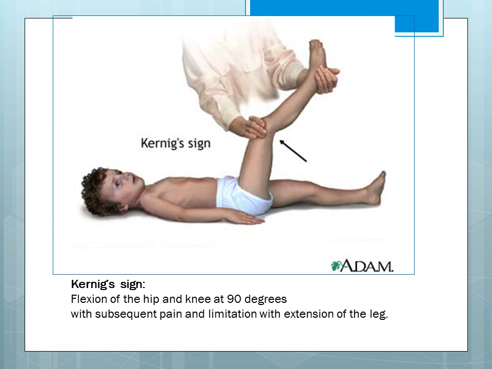To elicit the Kernig's sign, patient is kept in supine position. Hip and knee are flexed to a right angle, and then knee is slowly extended by the examiner. The appearance of resistance or pain during extension of the patient's knees beyond 135 degrees constitutes a positive Kernig's sign. Video on how to perform Kernig's sign is shown here.